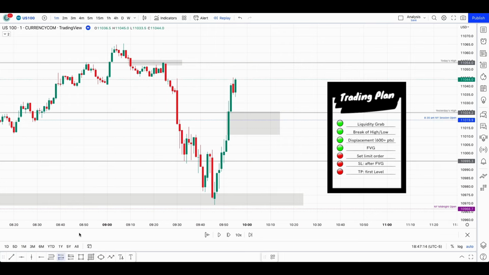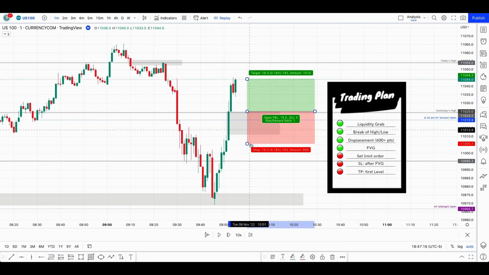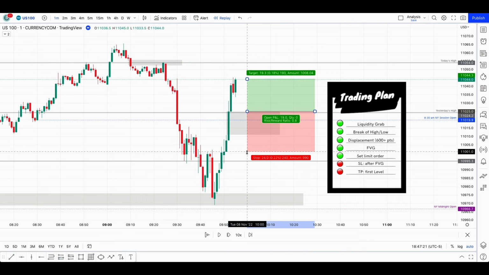So now I'm allowed to put the trade. So I would just put it right there. And then have the stop loss of at least 250 to cover the fair value gap and at least a candle or half of the next candle, just like that.